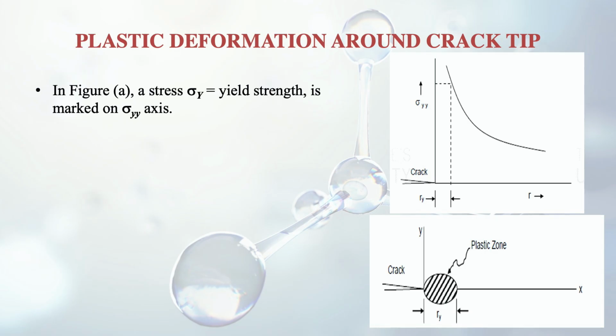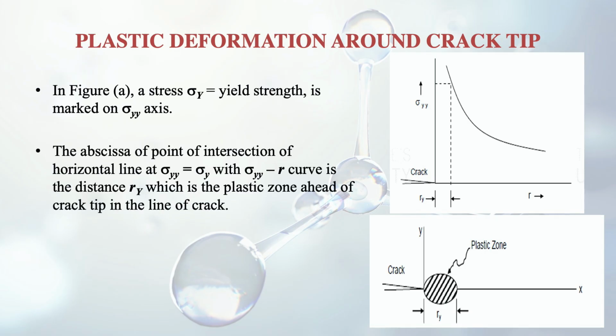So here are two figures, we will try to understand these. In figure A, the first one, the yield strength sigma y is marked on the y-axis, and there is the point of intersection of the horizontal line at sigma y with the sigma yy versus r curve. If you see the first figure, this is called the sigma yy versus r curve, with the distance r from the crack tip on the x-axis.